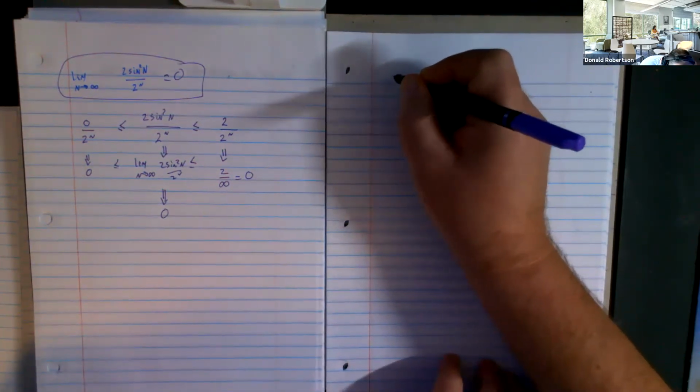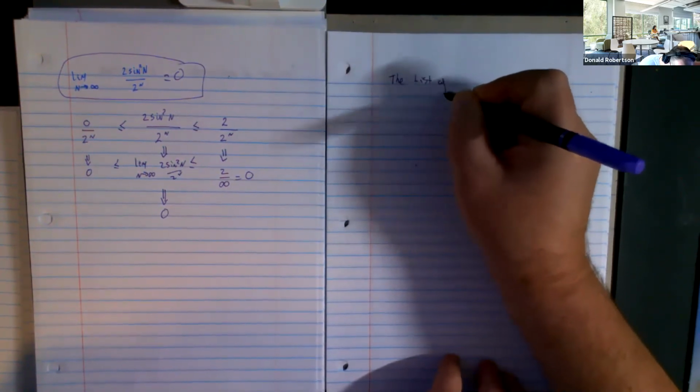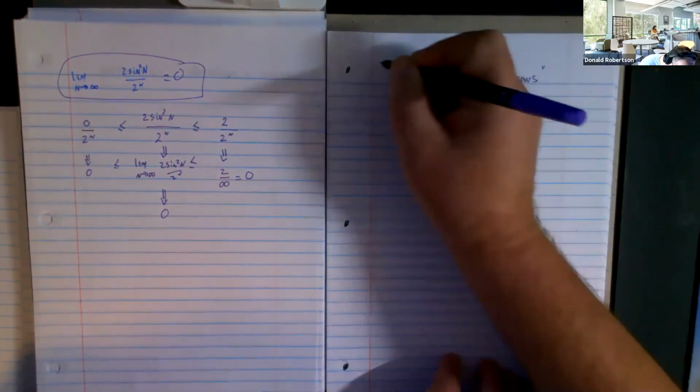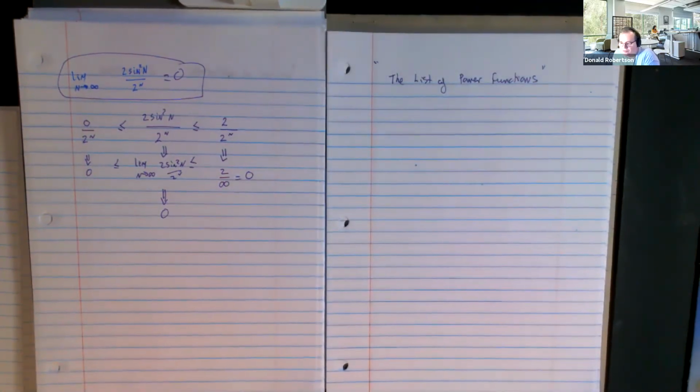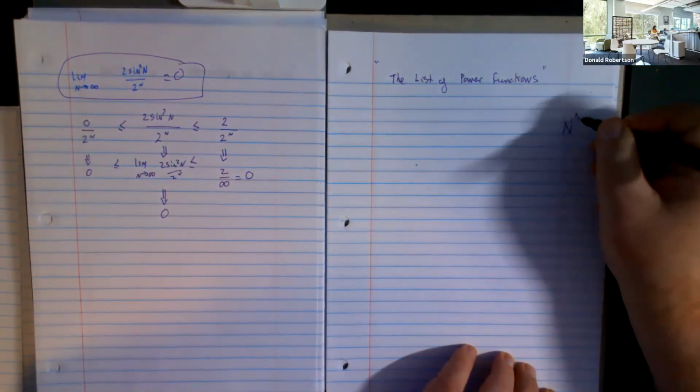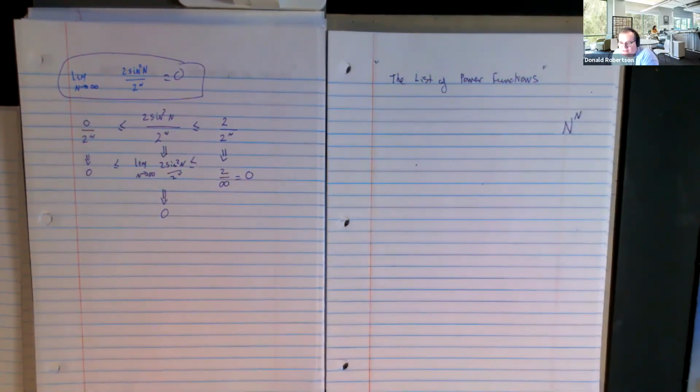So how about this one? This is the list of power functions. And what I mean by that, I'm not talking just about x cubed as a power. I'm talking about how powerful a function is. In other words, how big does it get for small values of n? Right, at the top end, n to the power of n is the most powerful function in the universe.